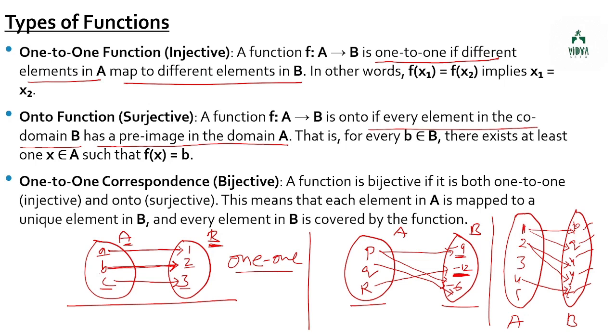So at least one value is associated with P, at least one value associated with Q, X, Y, and Z. But these values are not mapped, that doesn't matter for us. You just look at the definition. A function A to B is onto if every element in the codomain has a pre-image in the domain A. That is, for every b belongs to B, there exists at least one x belongs to A such that f of x equal to b.